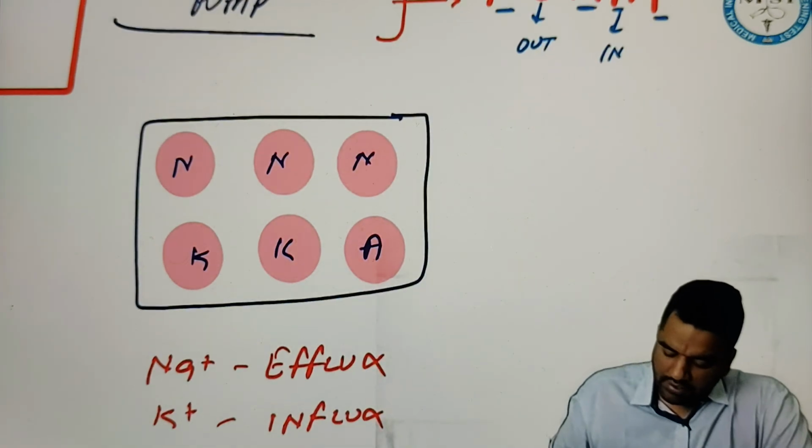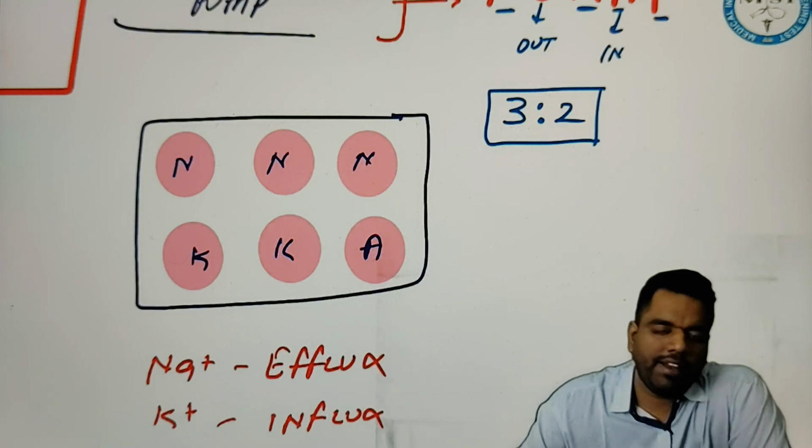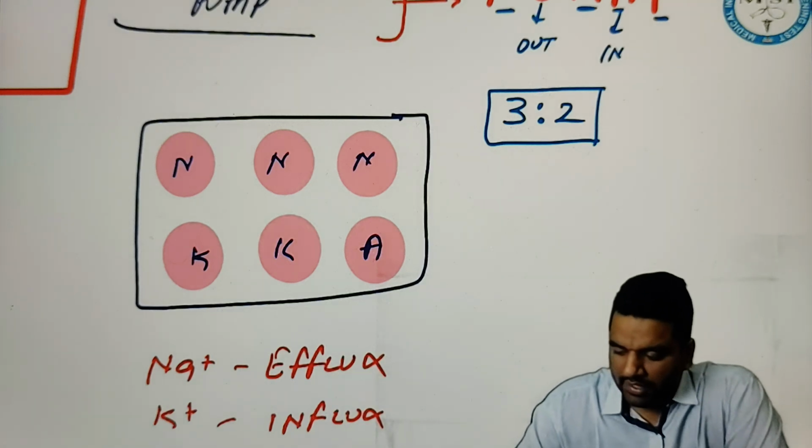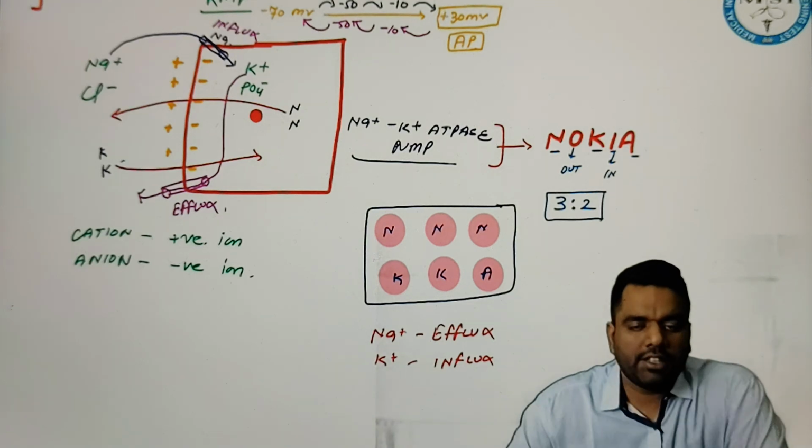Right? And what is the coupling ratio? The coupling ratio is 3:2. Very, very important. 3 sodium efflux, 2 potassium influx. So I hope now you can easily understand why we require the sodium potassium ATPase pump, and how this electricity generation could happen, right?